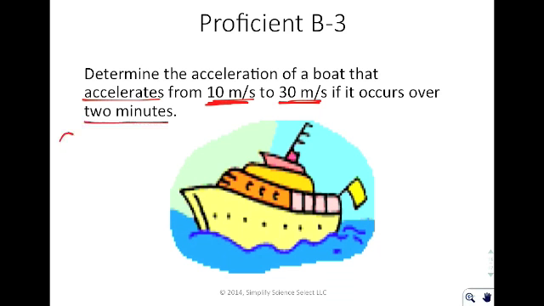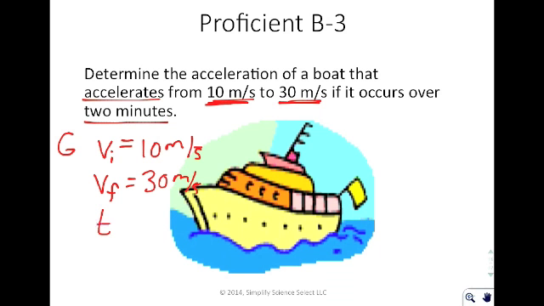So I'm going to do my given. The given information that I know is that my initial velocity is 10 meters per second. Once again, I know it's initial because it says from 10 to something else. I know my final velocity is 30 meters per second. I know the time that it takes is 2 minutes. Now you should know by now that 2 minutes is not a standard unit for time. So I need to change that or convert it from 2 minutes to something else.